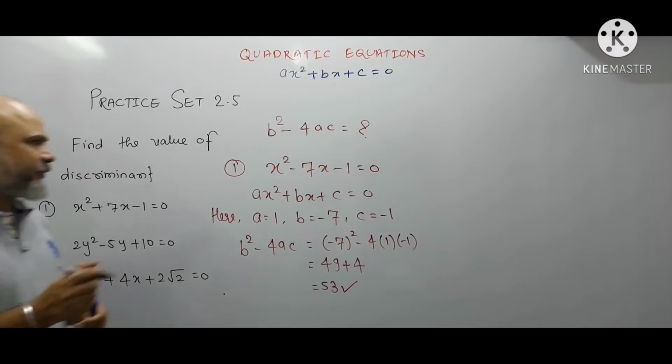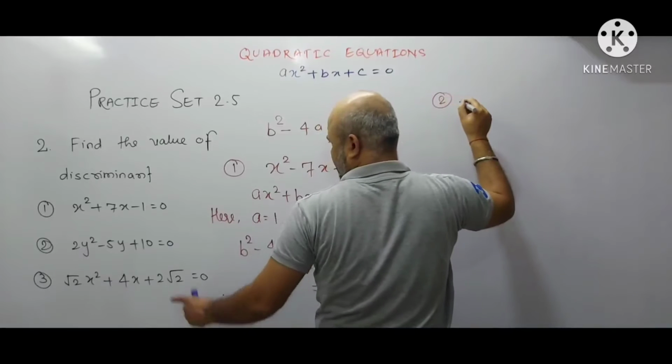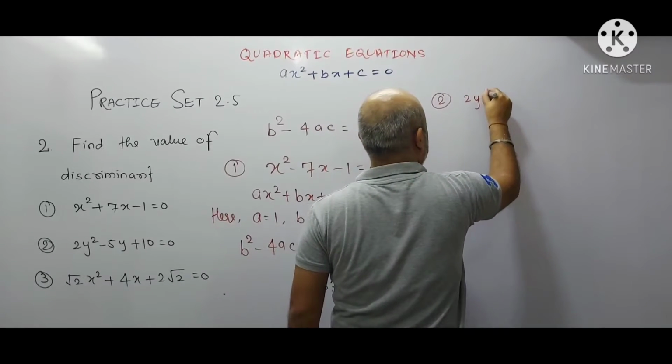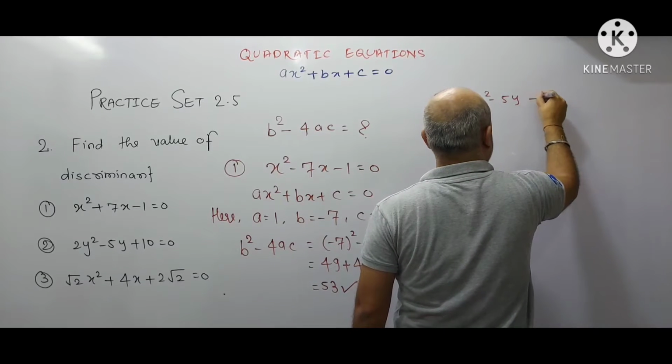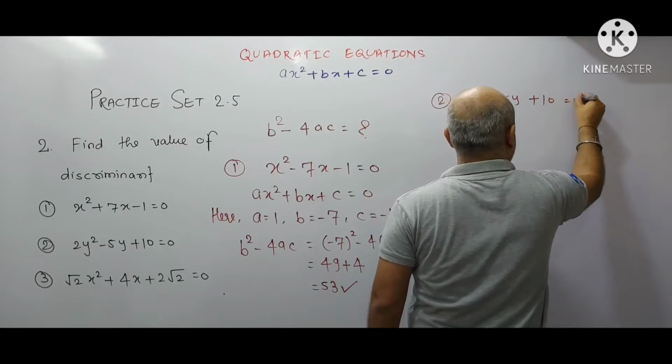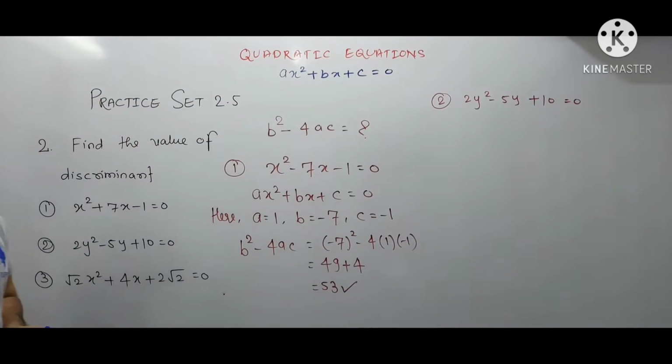Now we will solve the second one. So second equation is what? Second equation is 2y square minus 5y plus 10 is equal to 0. So this is the quadratic equation, 2y square minus 5y plus 10 is equal to 0.